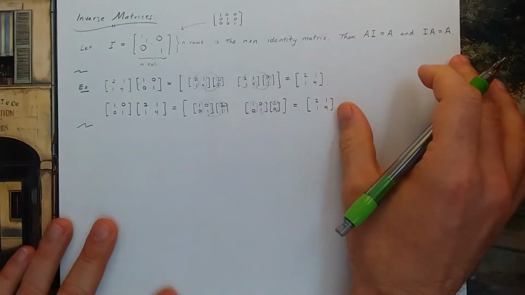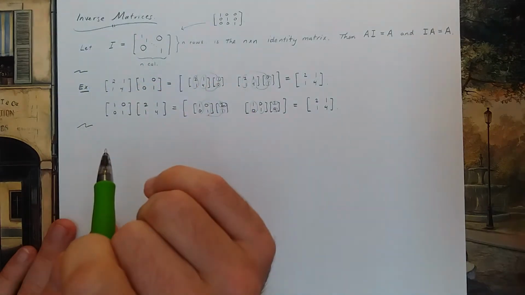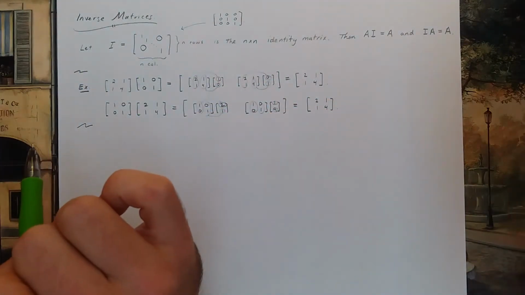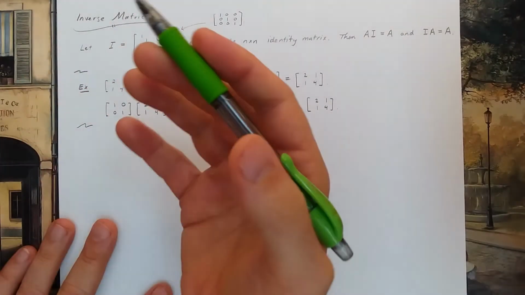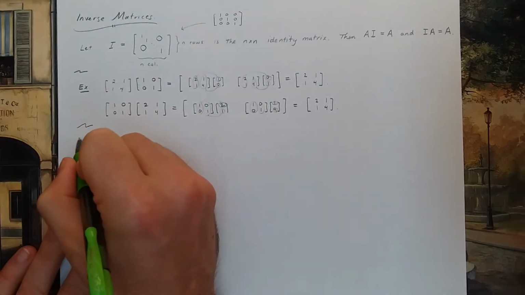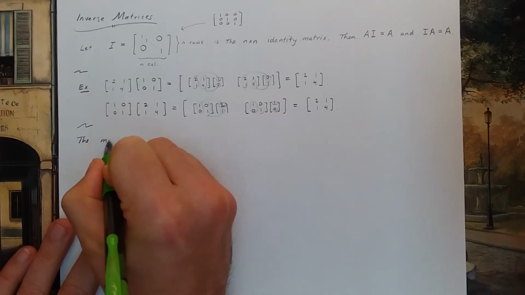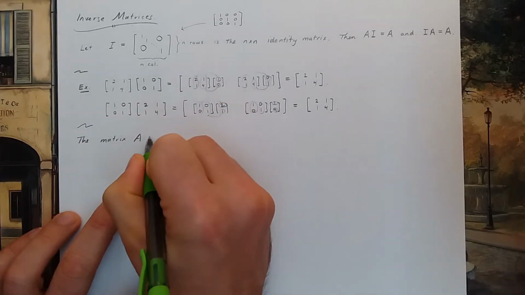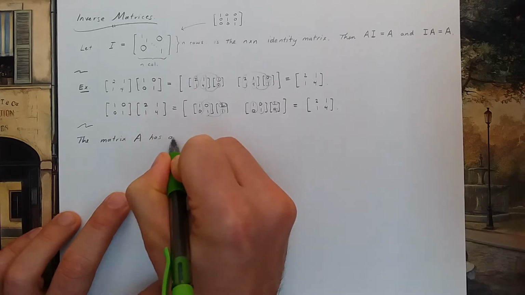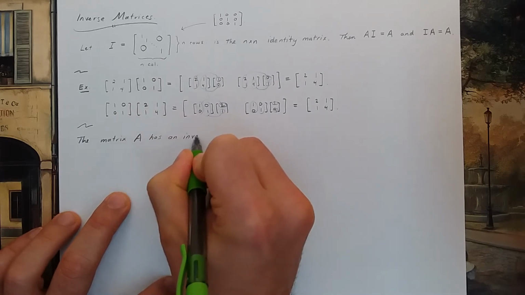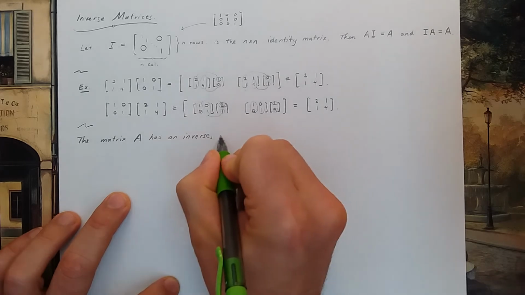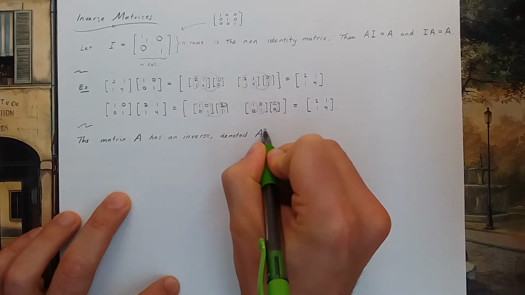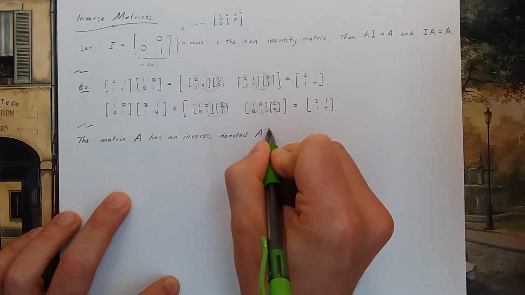All right, so this is a video on inverse matrices. I defined the identity matrix. Now I could define the inverse matrix. So the matrix A has an inverse, and it's denoted A with a -1 superscript.